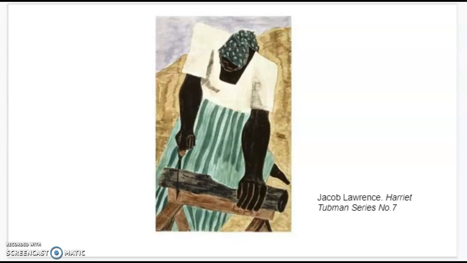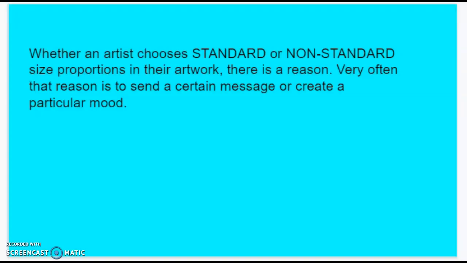And here, think about this by Jacob Lawrence. This piece of work, is this standard or non-standard? This is definitely non-standard, and the parts that really stick out to me are the figure's arms and hands. They're much bigger. They're even a little bit bigger maybe than her head. But if we look at Harriet Tubman, we see the title, we know that she was a strong person, so I believe this distortion or this non-standard proportion is meant to show her strength and her power. Whether an artist chooses standard or non-standard size proportions in their artwork, there is a reason. Very often that reason is to send a certain message or create a particular mood.